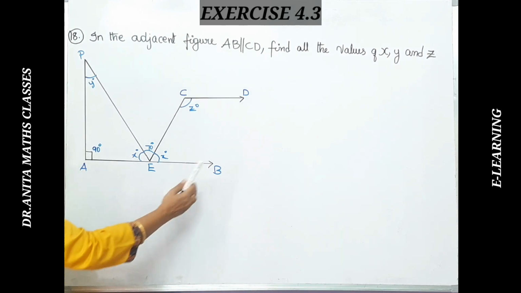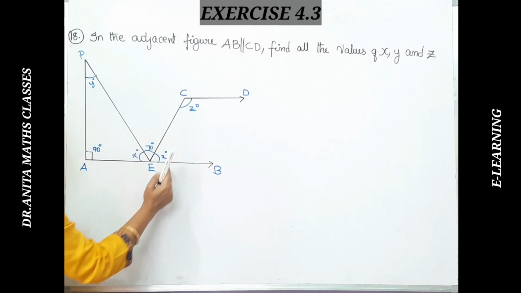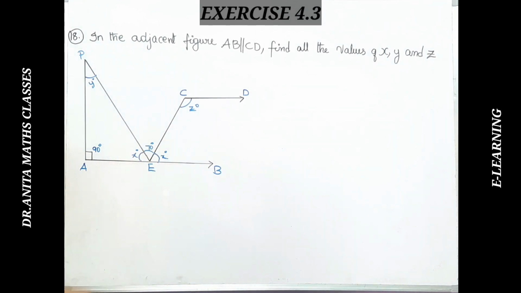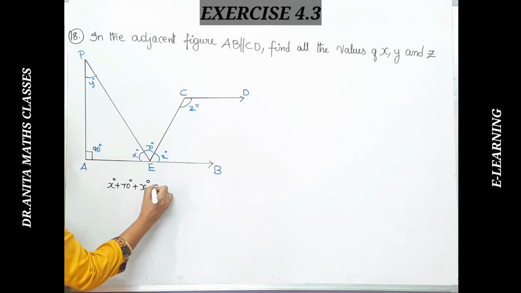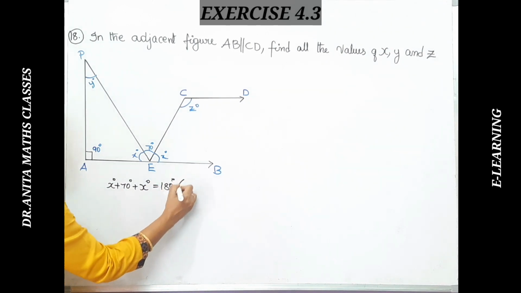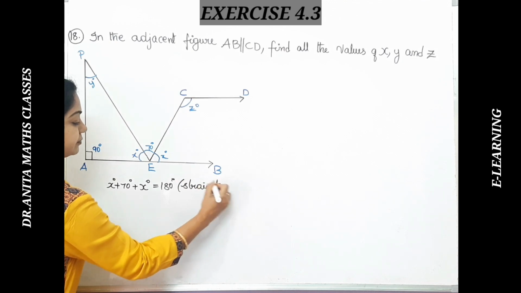And if you see the line AB, the angle formed on this line is a straight angle, isn't it? So from this we can find out x. So x plus 70 degrees plus x degrees equal to 180 degrees, a straight angle, on a straight line.